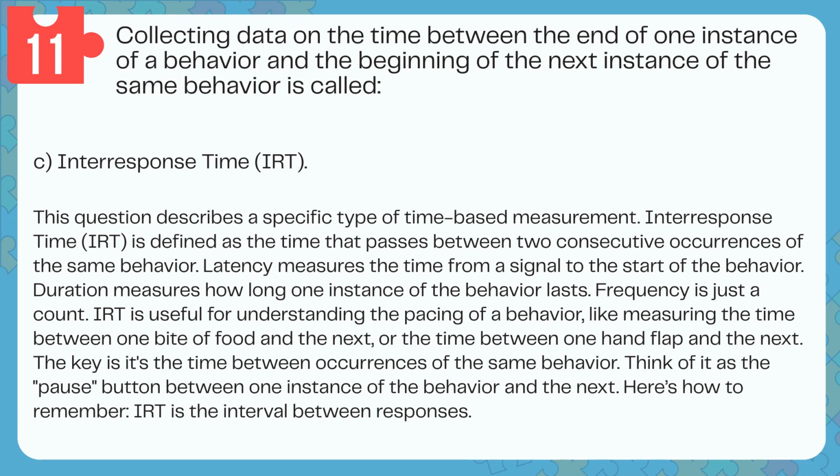This question describes a specific type of time-based measurement. Interresponse time, IRT, is defined as the time that passes between two consecutive occurrences of the same behavior. Latency measures the time from a signal to the start of the behavior. Duration measures how long one instance of the behavior lasts. Frequency is just a count.